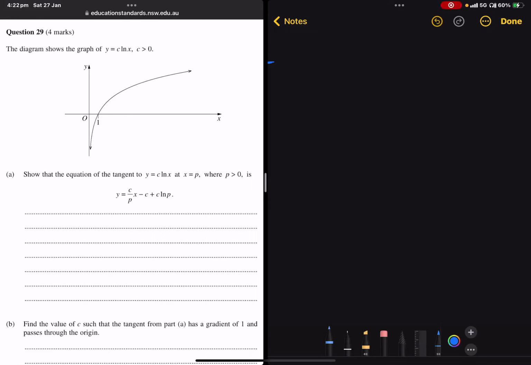So we're going to look at another question from the 2020 HSC Advanced Maths paper. So this is question 29. We're given a graph of the line y equals c times the natural log of x. We're told c has to be greater than 0.